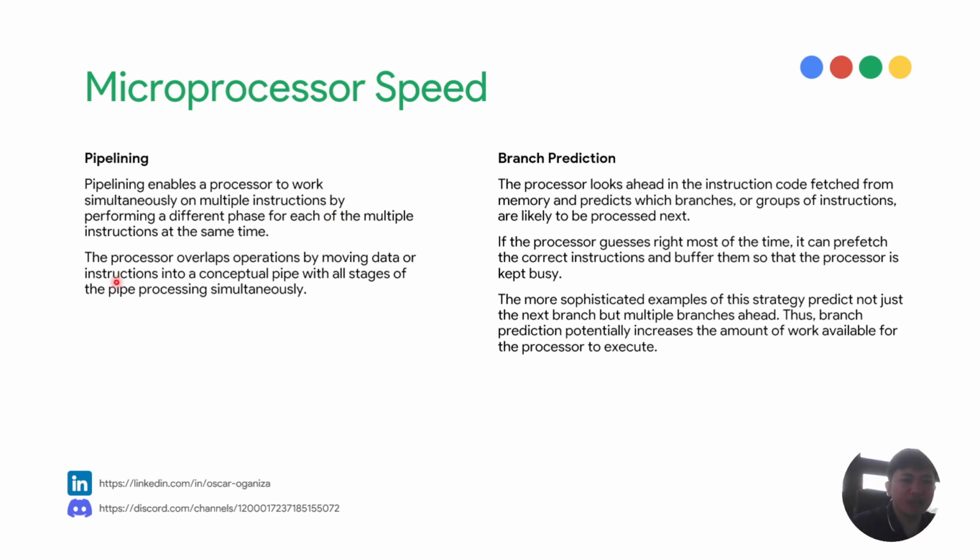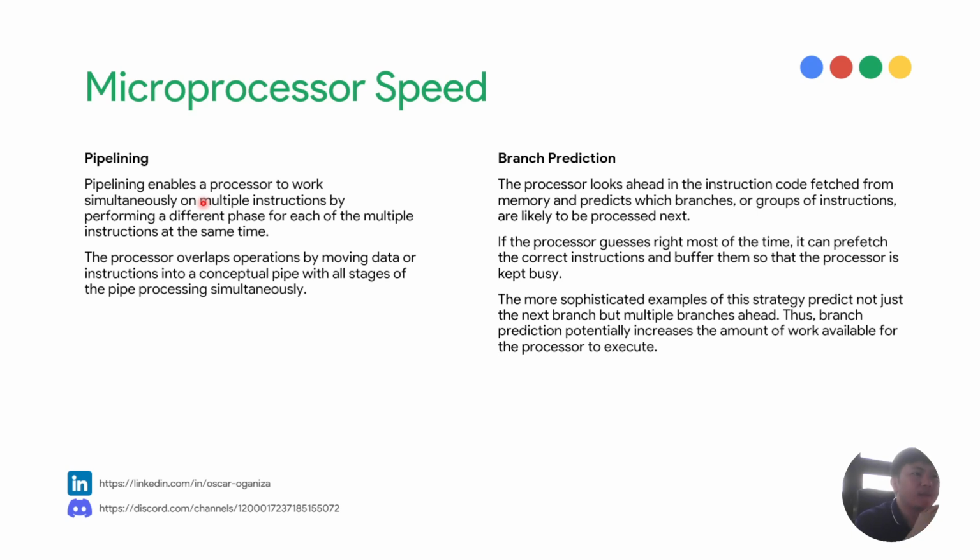Somehow, sabi nga niya, the processor overlaps operations. Kasi nga nagkakasabay-sabay, magkakaroon talaga ng overlapping yan. Okay? So paano ang paraan? By moving data or instructions into a conceptual pipe. No? So that's pipelining. Okay? Later on, makakapagbigay tayo ng example sa papanoorin natin.